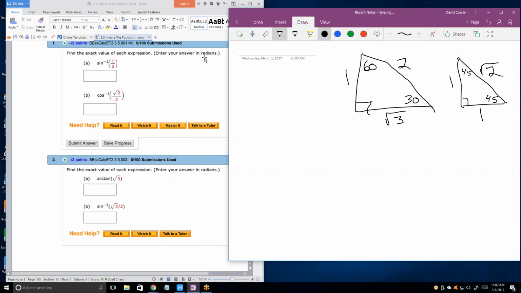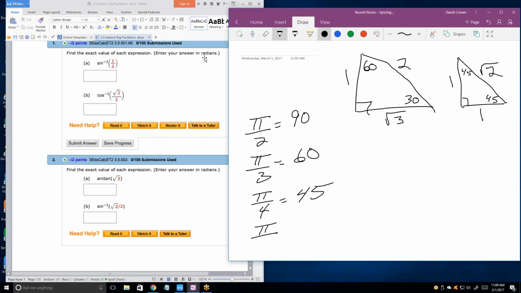So here's something else I'd like you to take note of. And that is that pi over 2 equals 90. Pi over 3 equals 60. Pi over 4 equals 45. And pi over 6 equals 30. Notice what's in common with everything. The denominator times that is 180.